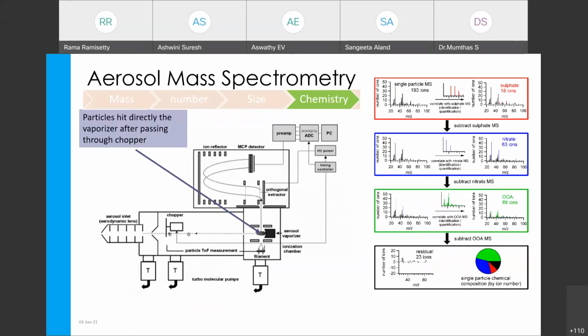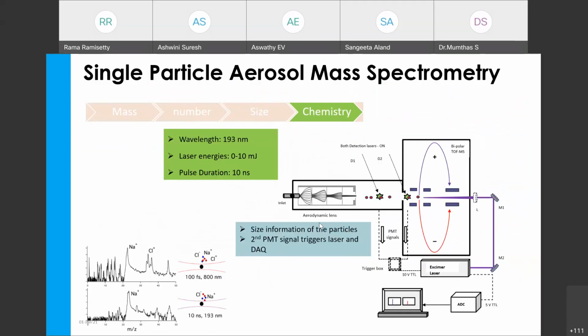And another popular method is aerosol mass spectrometry, which is widely used in the field of aerosol chemistry. It is widely used for aerosol air quality studies as well. With this kind of equipment, in both these methods, we will get particle number and also size because of this time of flight region.